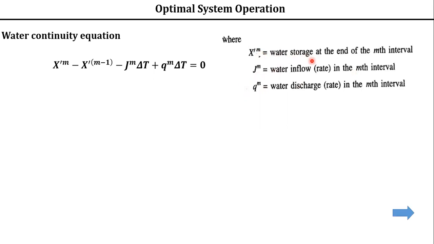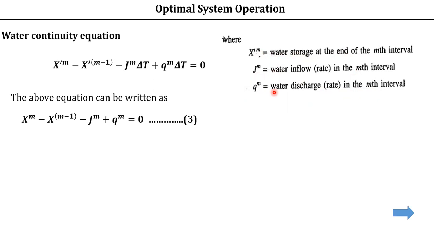Now you can see x dash m is the water storage at the end of the mth interval. That's what I said. Qm is the water discharge at the mth interval. Already I have explained all these things. Now again, the above equation also can be written in this fashion. You can see this one. So x of m, x dash of m minus, that means what? This delta T, I'm going to represent in discharging units. I'm going to consider this delta T in terms of discharging units. So in order to represent that in discharging units, divide the equation throughout by delta T. So when you divide this equation by delta T, this becomes x dash m by delta T. I will show you.